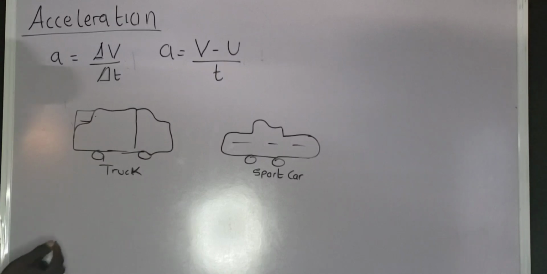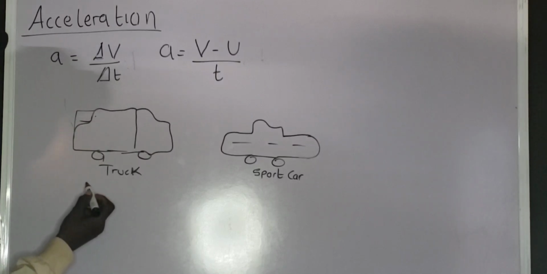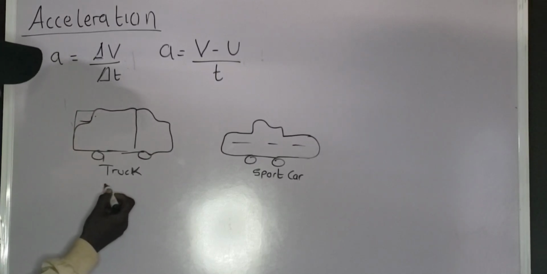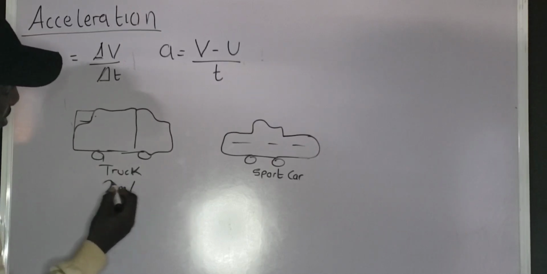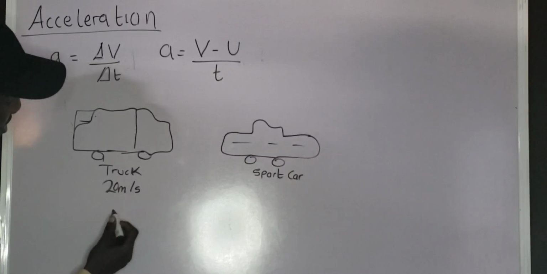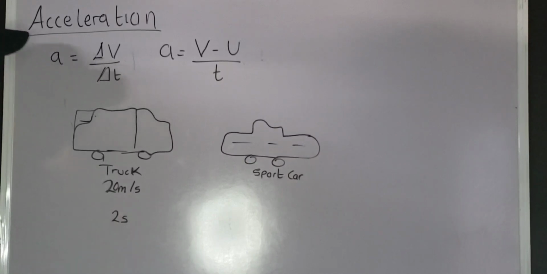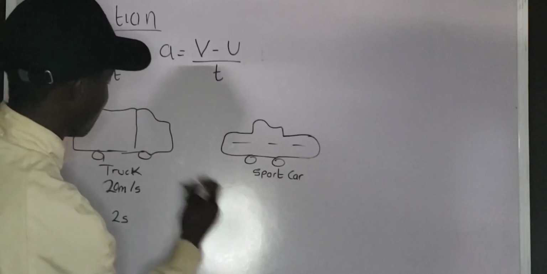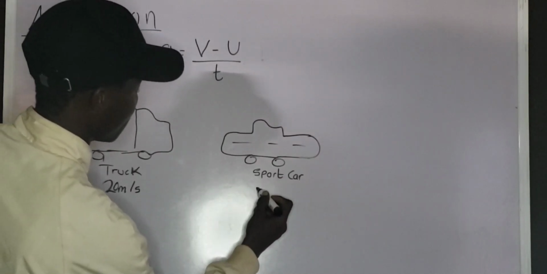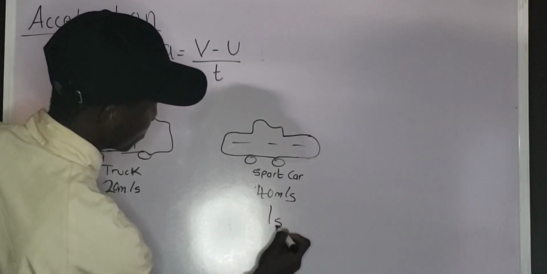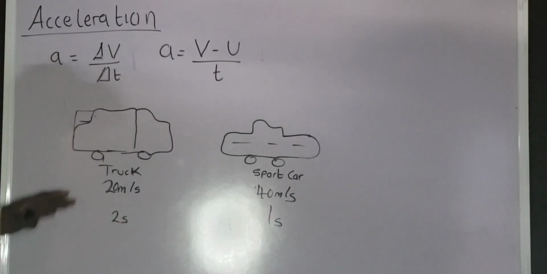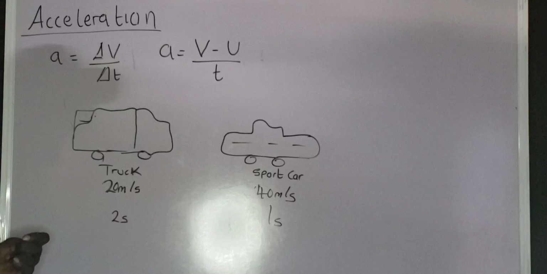You understand? Now, let's assume that the truck is moving with a velocity of 20 meters per second in 2 seconds. You understand? And the sports car, we have 40 meters per second in 1 second. Now we are told to calculate the acceleration of the truck and the acceleration of the sports car. In order to calculate the acceleration, you can make use of this formula.